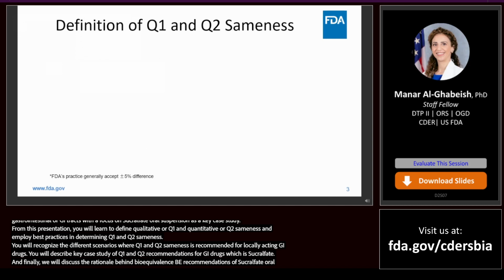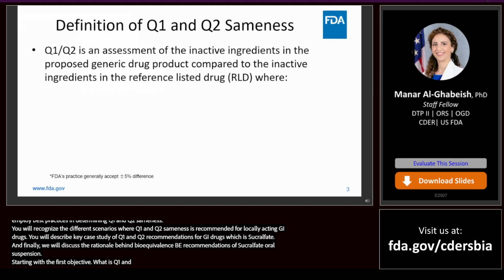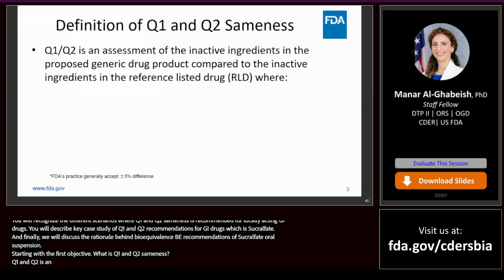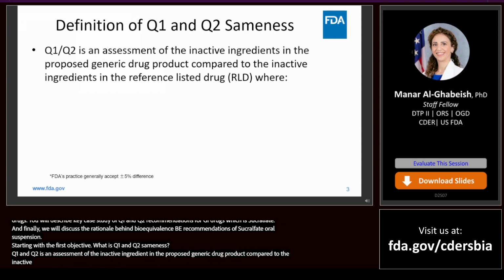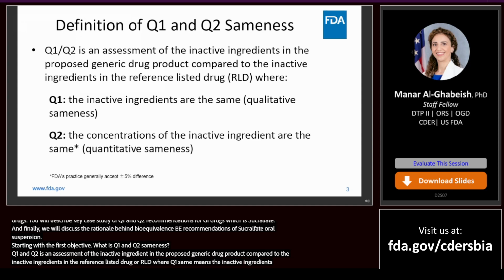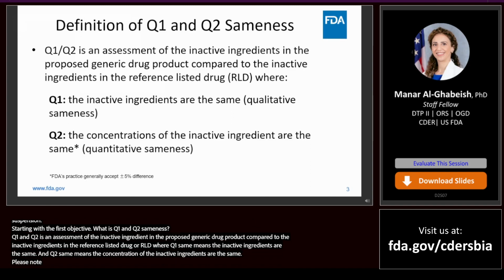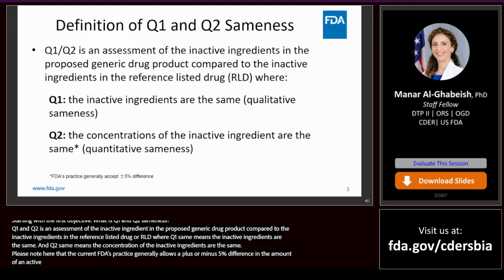Starting with the first objective, what is Q1, Q2 sameness? Q1, Q2 is an assessment of the inactive ingredients in the proposed generic drug product compared to the inactive ingredients in the reference listed drug or RLD, where Q1 same means the inactive ingredients are the same, and Q2 same means the concentration of the inactive ingredients are the same. Please note here that the current FDA's practice generally allows a plus or minus 5% difference in the amount of an active ingredient compared to that of the RLD.